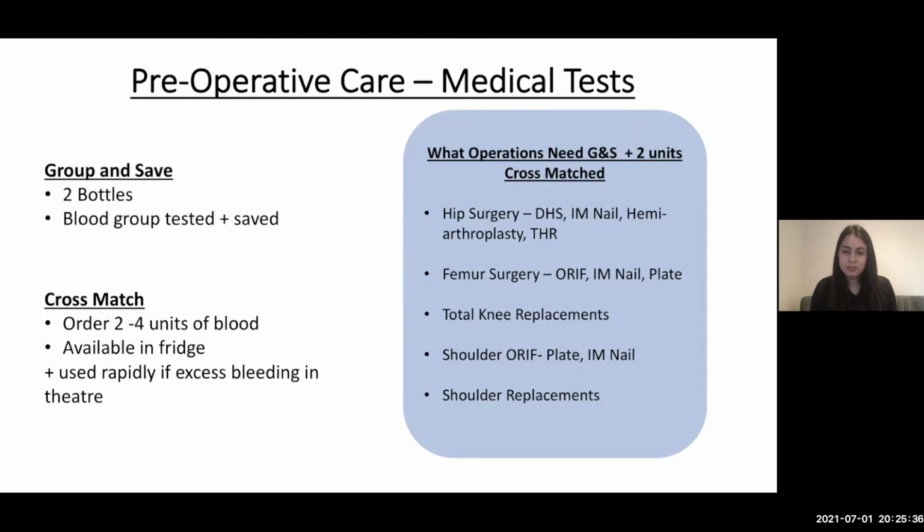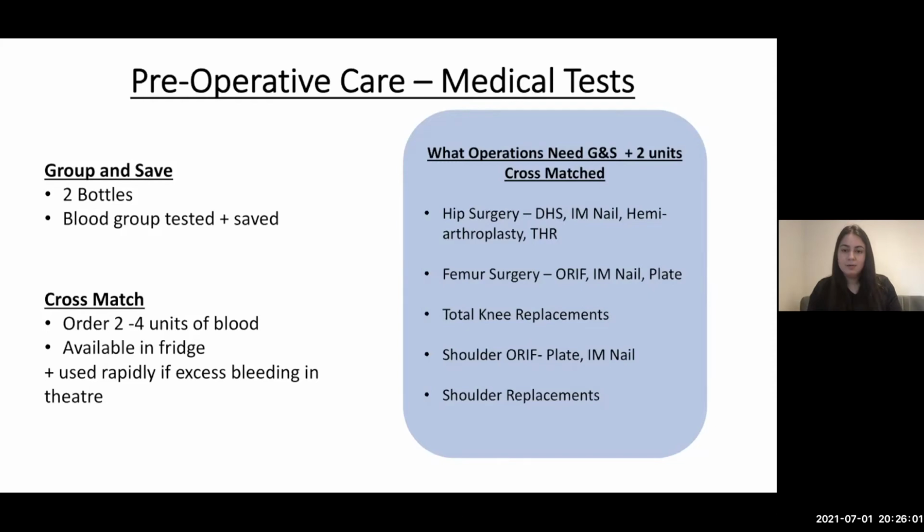We also get 2 units of blood ready for femur surgery, which you'll see written down as ORIFs, open reduction and internal fixation. You'll see it for intramedullary nailing and also plating. Total knee replacements, and also shoulder operations. So these shoulder operations include replacements of the shoulder joint. They also include plates and nailings.